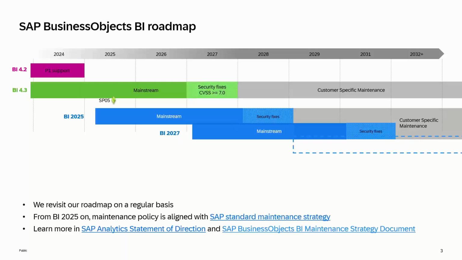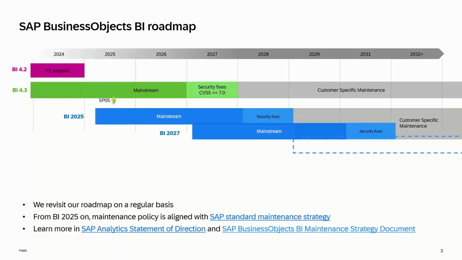We do that to really address a concern from many customers that we were releasing too often and that this was really difficult to keep up to date with the latest versions. Each of those versions will be in mainstream maintenance for 3 years, followed by 1 year of security fixes, and then followed by customer-specific maintenance.